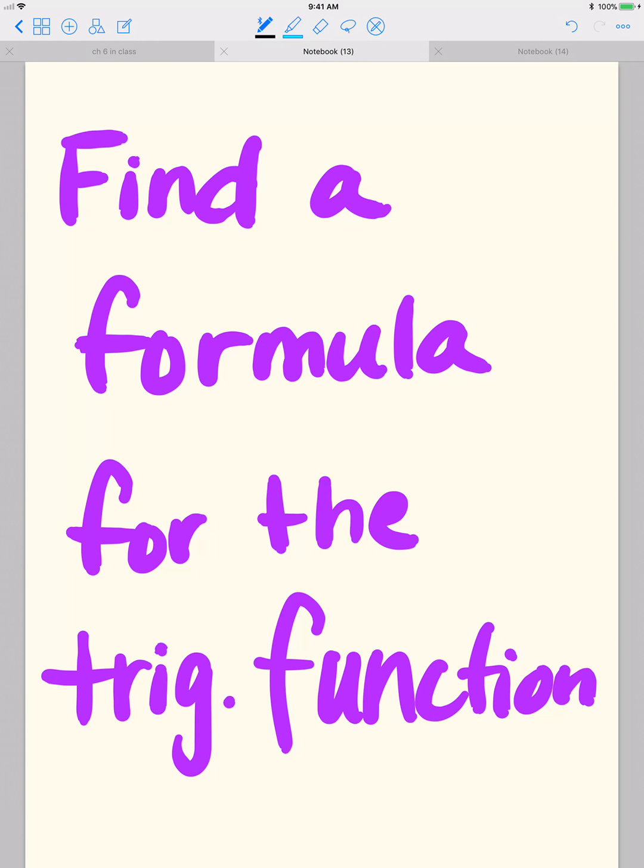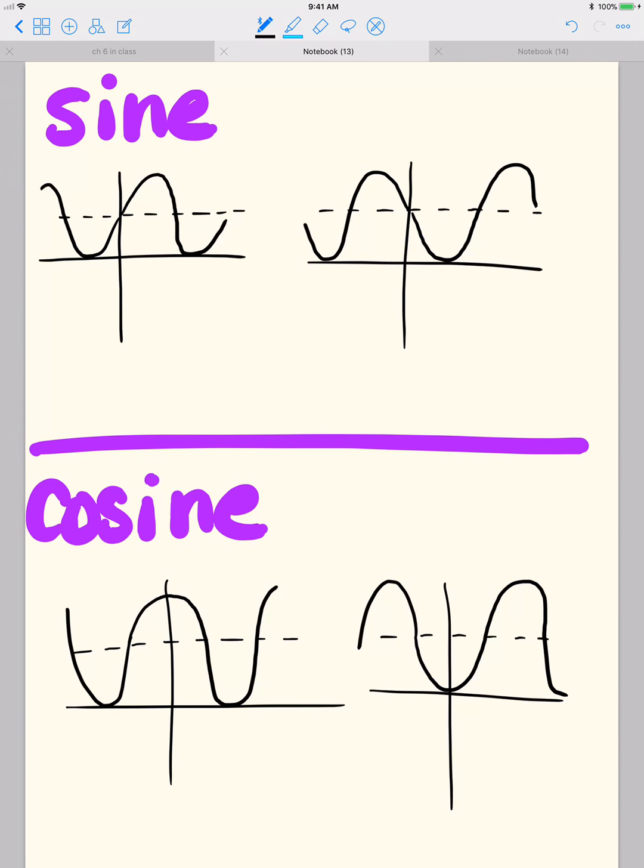These examples are going to have you find a formula for the trig function, whether it's sine or cosine, identify the midline, the amplitude, any horizontal stretch or compression that may affect the period that's in the graph, and find the b value. This will not include any horizontal shifts, left or right, but you will need to remember the sine and the cosine graphs.